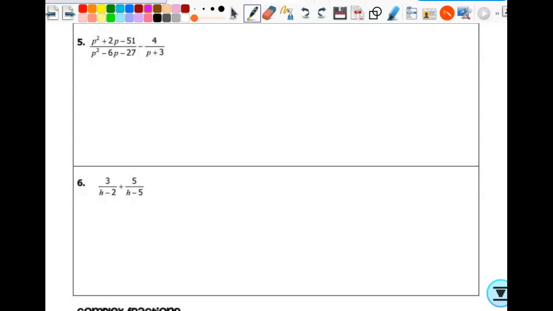So let's go ahead and before we start subtracting, and so before we worry about a common denominator, let's go ahead and get this factored and see if maybe we can make this a little easier on ourselves.